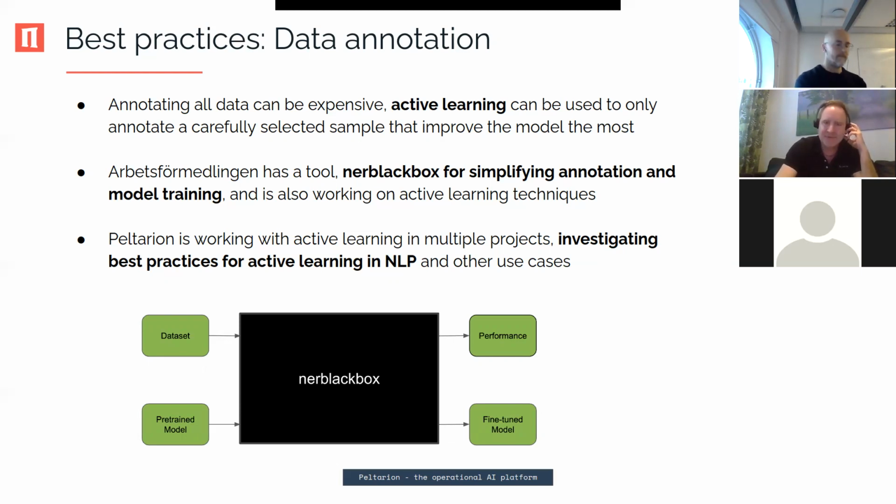The employment agency has a really nice tool called Near Black Box that can help you as well to be able to do similar things that they did. So I would recommend that they look into that if they want to do something similar to what they did. And also active learning, especially for NLP, is actually surprisingly hard. It's something we're working a lot with right now and preparing a paper for in Peltarion as well.